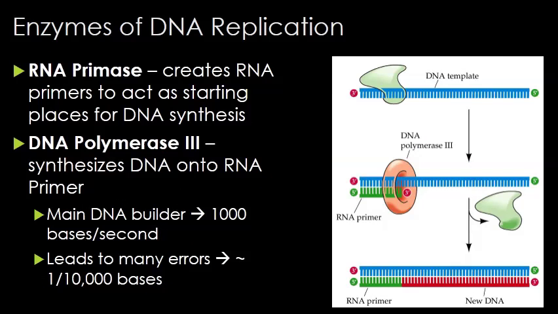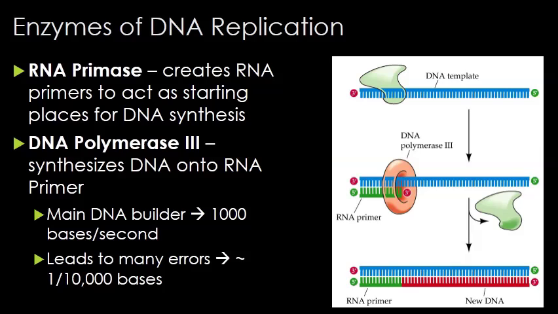Once the opening is made and space is available, primase, RNA primase, is going to come in and make a small section of RNA primer. That primer will serve as a starting place for DNA polymerase III, which is our main DNA builder. Now, DNA polymerase III is very limited. It can only grow in 5 to 3. It can only attach to a double-stranded structure. So the RNA primer makes a double-stranded section for it to attach to so that it can copy new bases onto the parent strand.